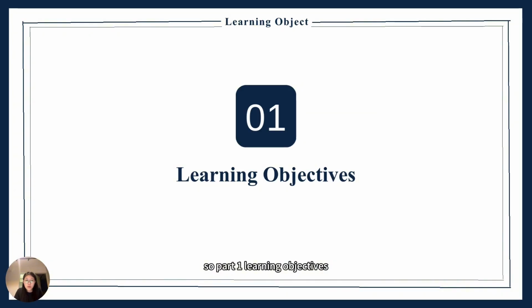So, part 1, learning objectives. Next, we will follow the framework of cognitive rules, starting from understanding, to systematically explore the key mechanisms for achieving efficient learning, and divide this into 4 parts for presentation.